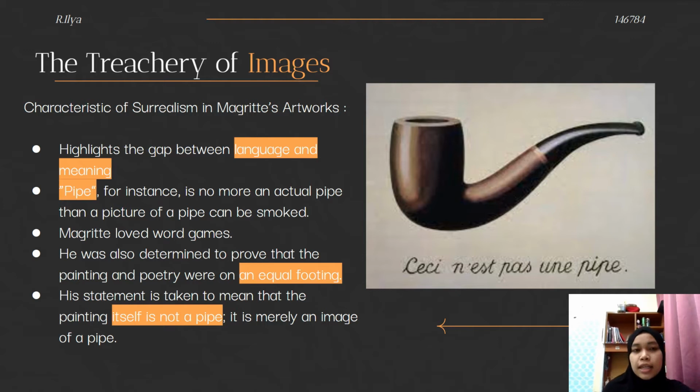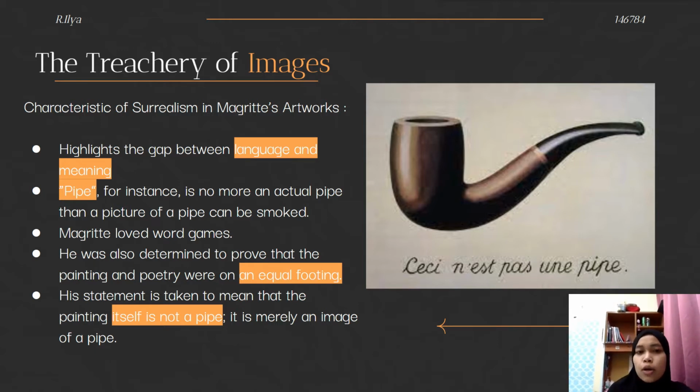So the next one is the artwork from René Magritte, which is The Treachery of Images. So here are the characteristics of surrealism in Magritte's artwork. You can see here the image of the pipe. There's a phrase that says Ceci n'est pas une pipe. The characteristic of surrealism in Magritte's artwork that I can share with you is that it highlights the gap between language and meaning. The pipe there, for instance, is no more an actual pipe than a picture of a pipe can be smoked.